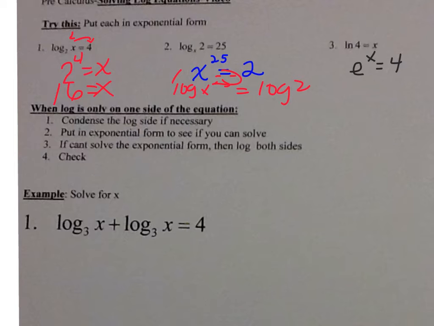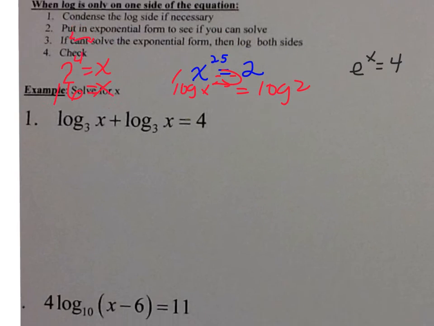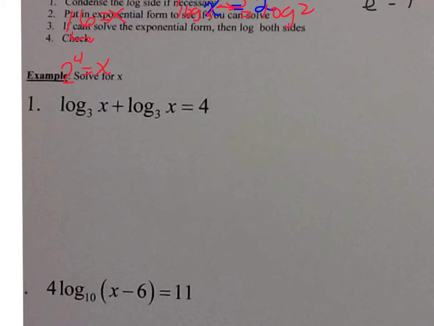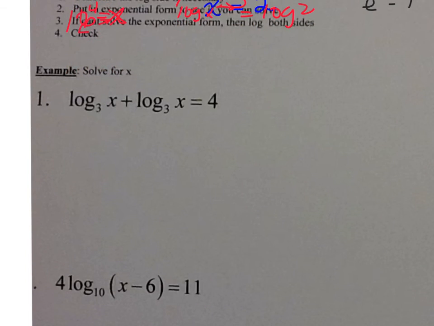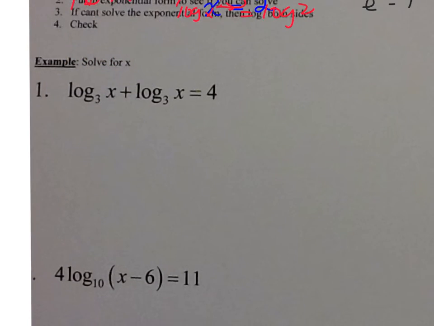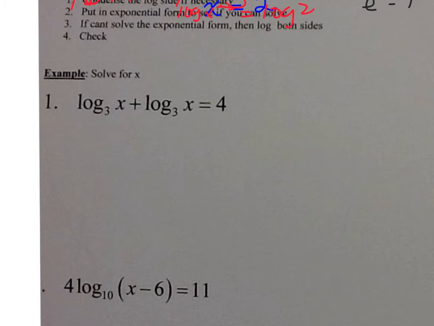All right, so let's take a look at number 1. So I have log base 3 of x plus log base 3 of x is equal to 4. All right, so I have an addition problem here. Addition comes from these two being multiplied, so I'm going to condense it. So it's log base 3 of x squared, right, because that's x times x, is equal to 4.